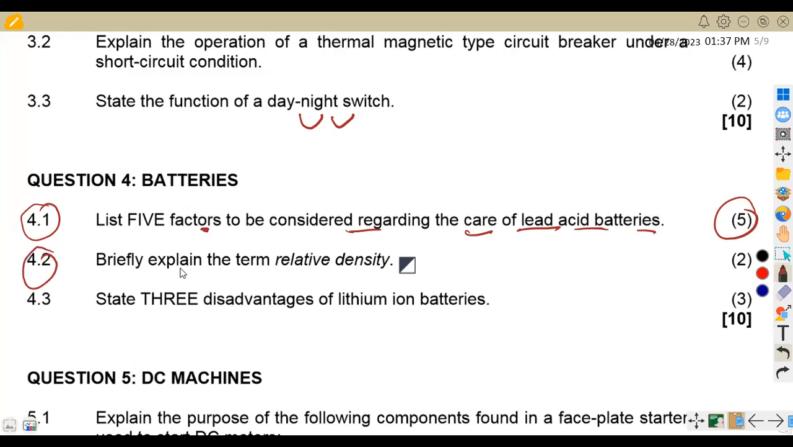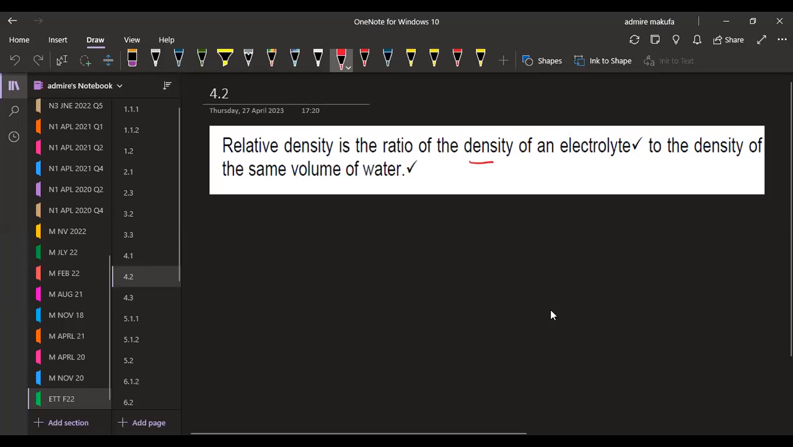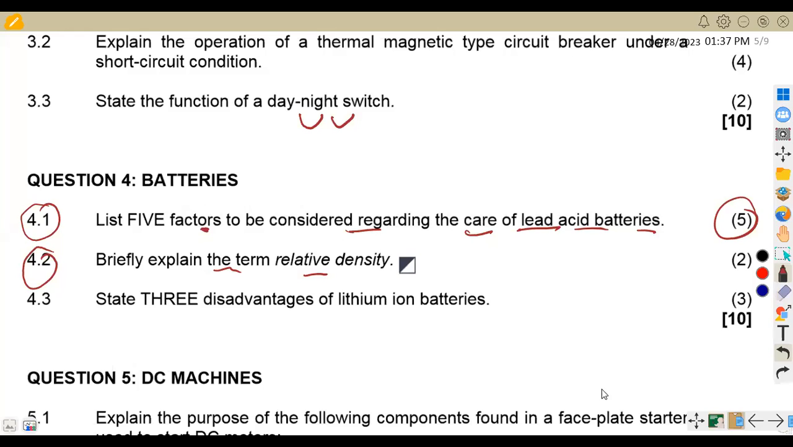All right, 4.2, briefly explain the term relative density, and this is 2 marks. All right. So the relative density can be given as the ratio of the density of an electrolyte to the density of the same volume of water. That is the relative density. The ratio of what? Density of an electrolyte to the density of the same volume of water. All right. So that was 2 marks for that definition.